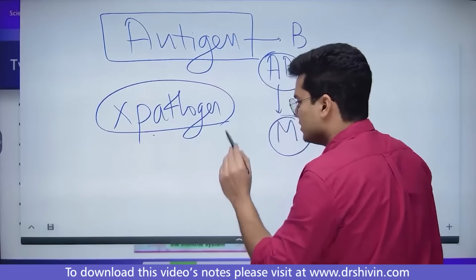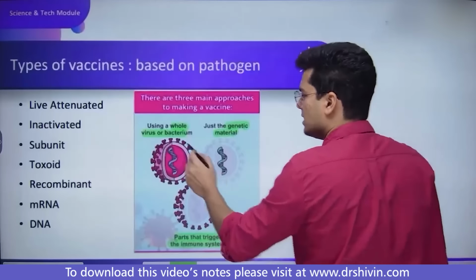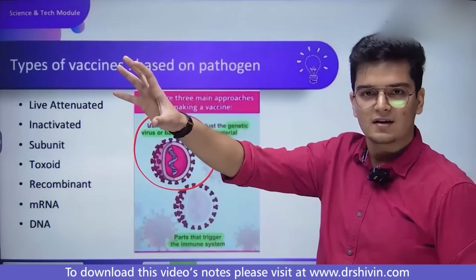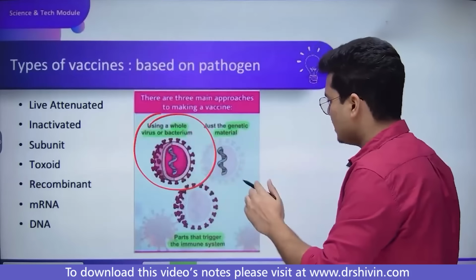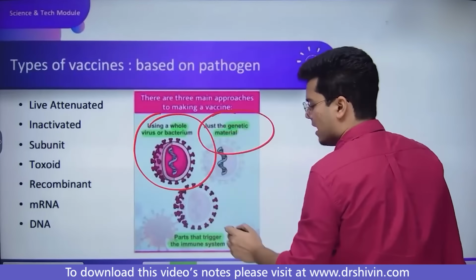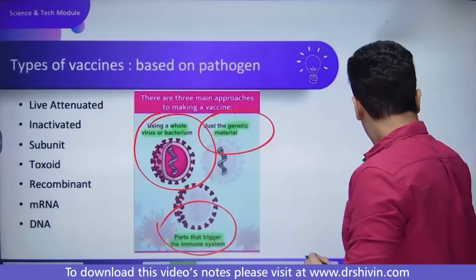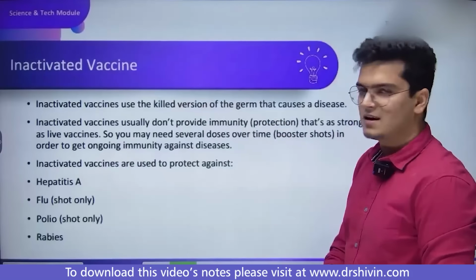Now there are 3 basic approaches. One is I use the whole virus or bacterium. I use the whole virus or the whole bacteria. Second is I use the genetic material, and third is I use only the parts that are antigens. I'll show you all 3 of these approaches in detail. These are the types. I'm not reading them here because we are going to do them all in detail. So the first type of vaccine is inactivated vaccine.